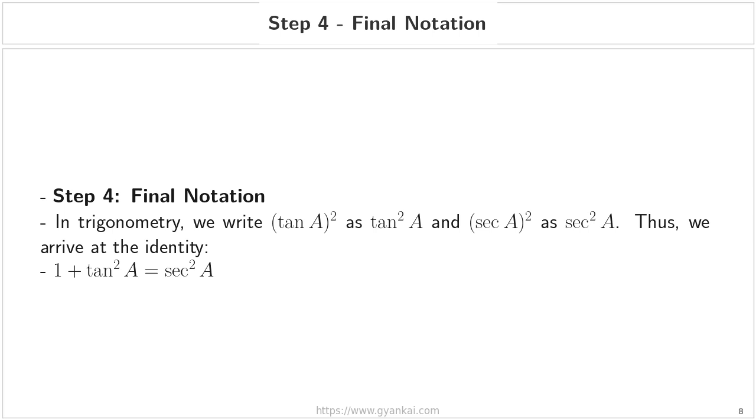By applying this standard notation, we arrive at our completed, beautiful identity. 1 plus tan squared of A equals sec squared of A. This is the final form of the identity we set out to derive today.